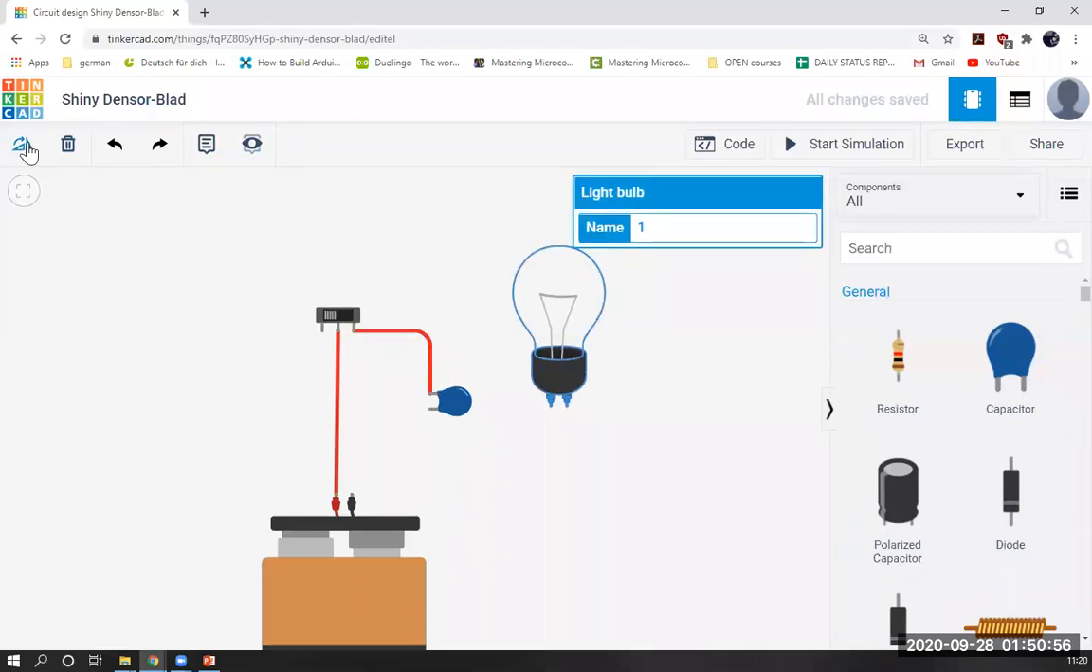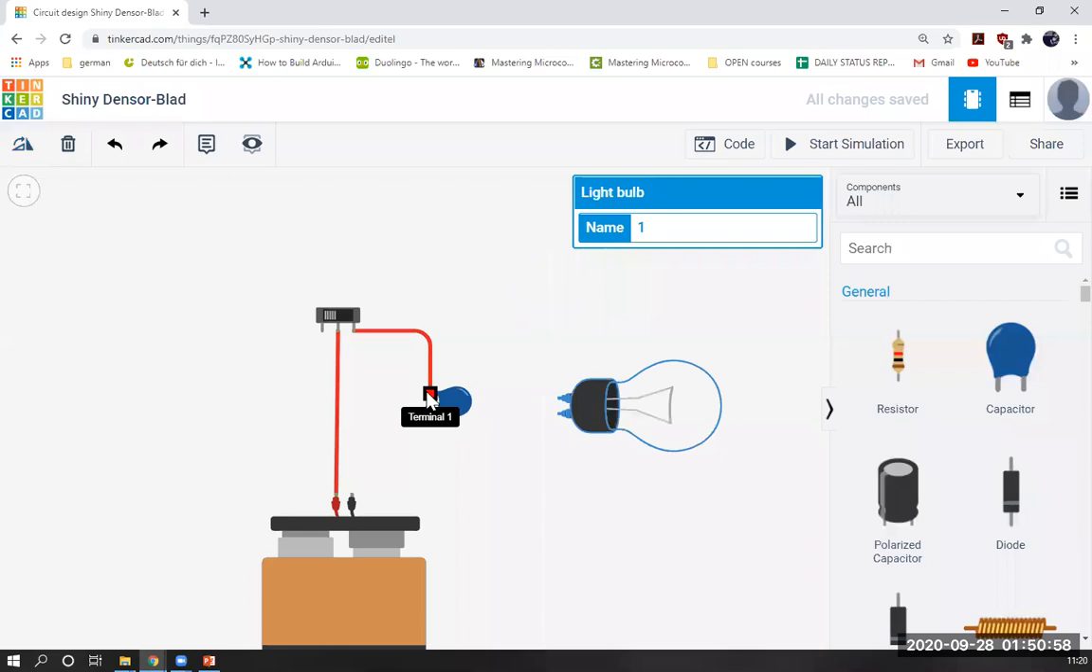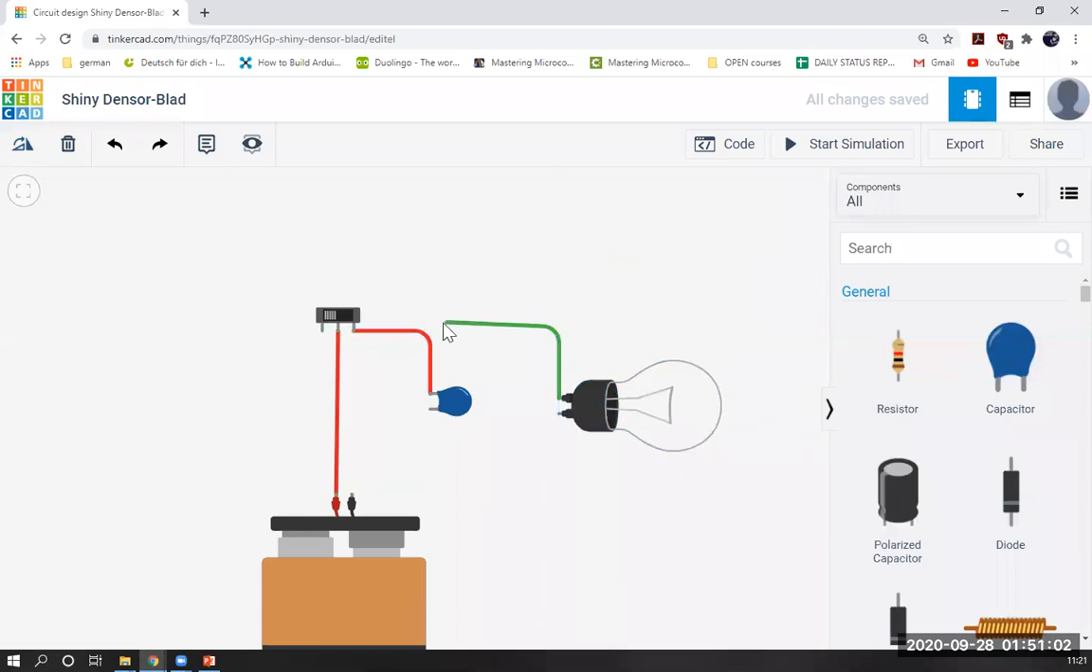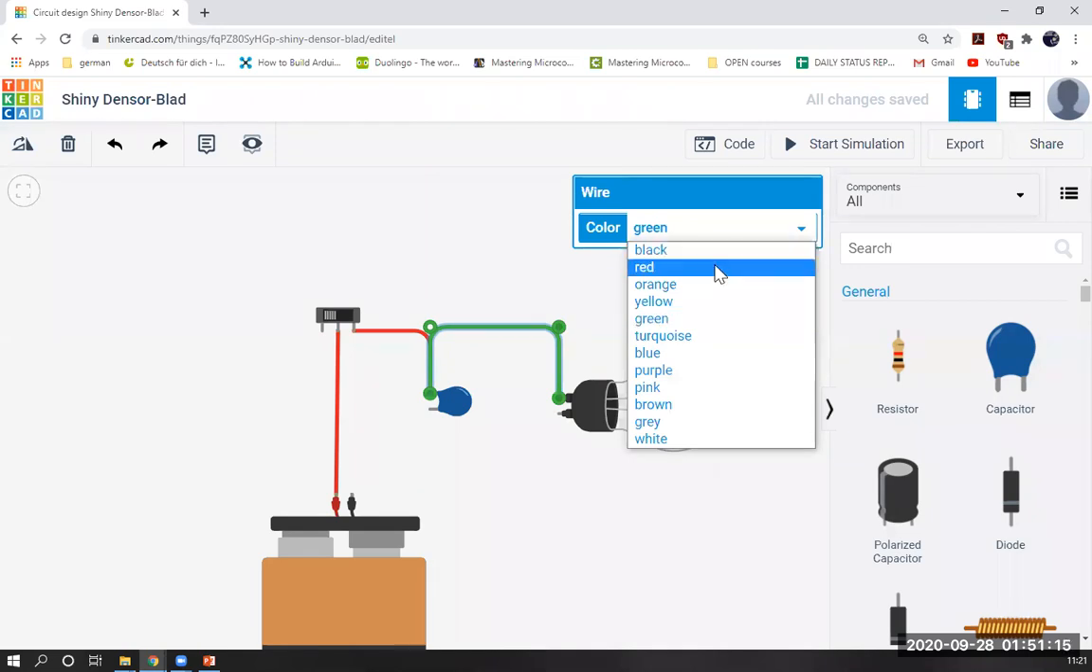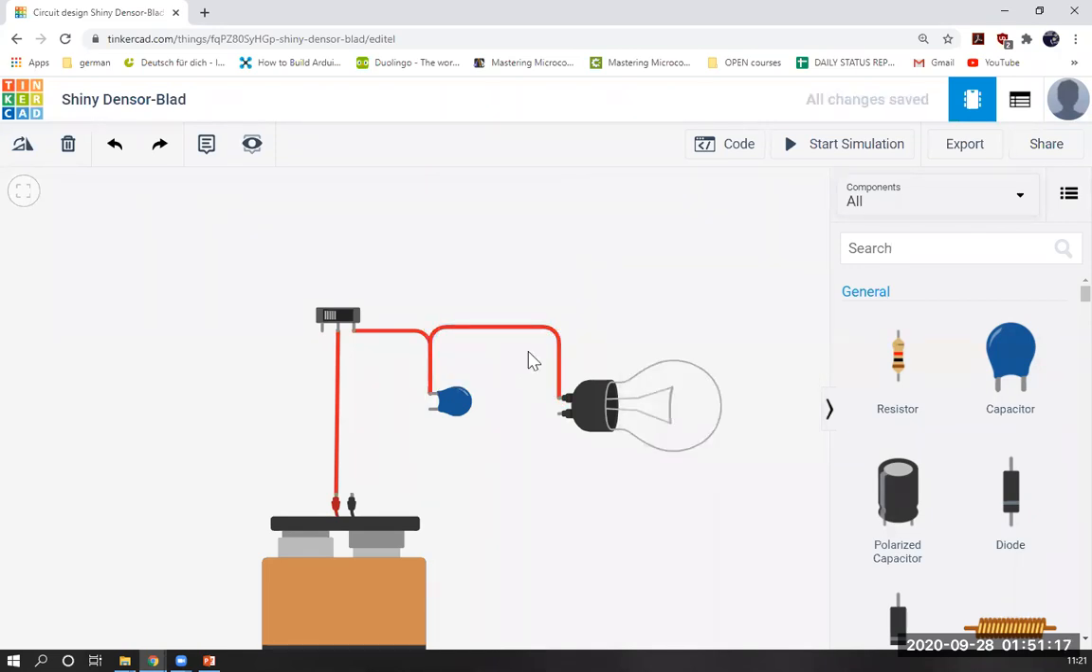So let me, okay, let me do something. Let me do something like this. Then like this, I will connect it here. Okay. All right. Okay, so this is also red. Okay, this is how I do it.